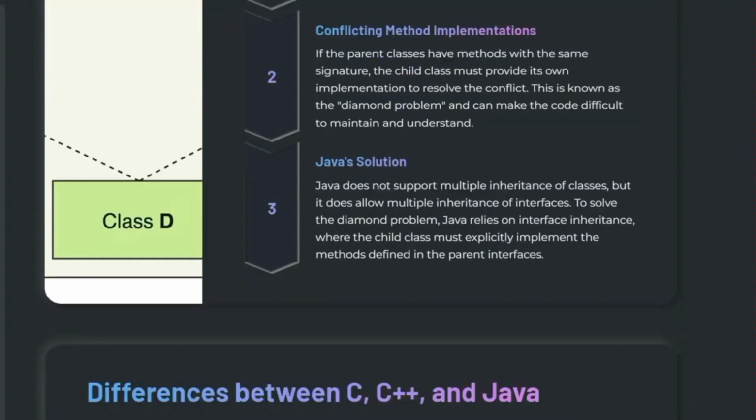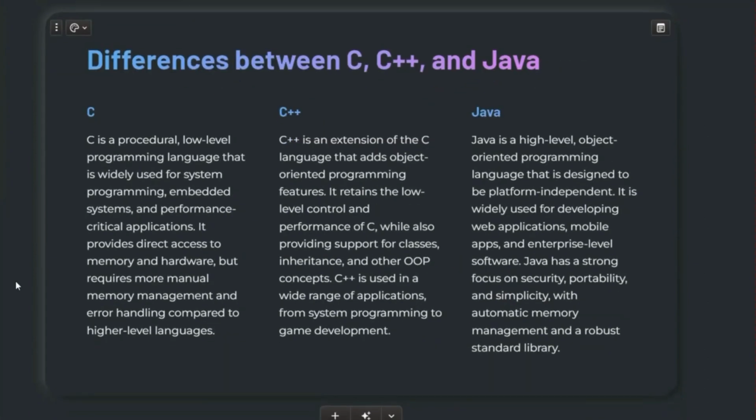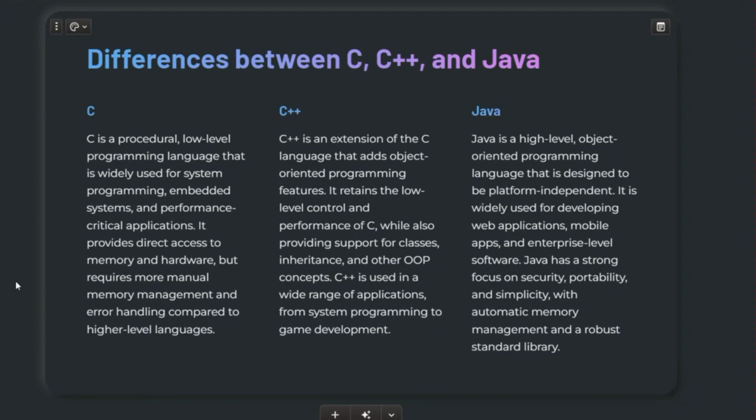Okay, so the next problem is, what's the difference between C, C++, and Java? I'm just giving you the basic information about these. C is a procedural language, C++ is a middle level language, Java is a high level and object oriented programming language. C is mainly used for system programming, and C++ is mainly used for system programming and developing game software, and Java is mainly used for security, portability, and simplicity while building software, right? And I hope you will add more, right?